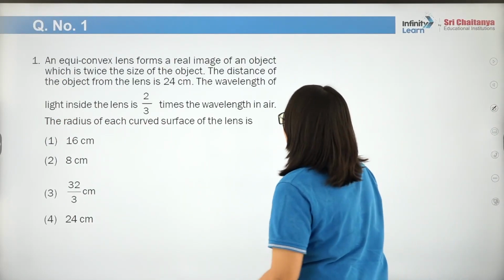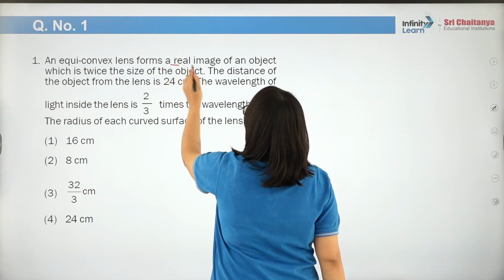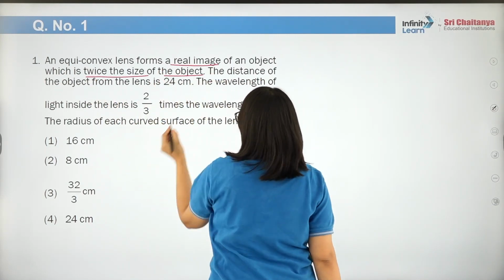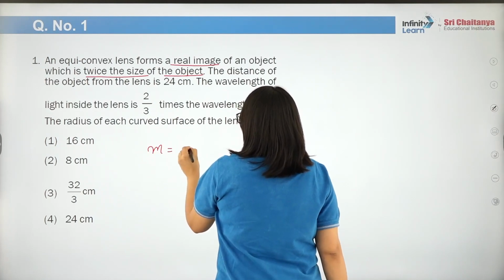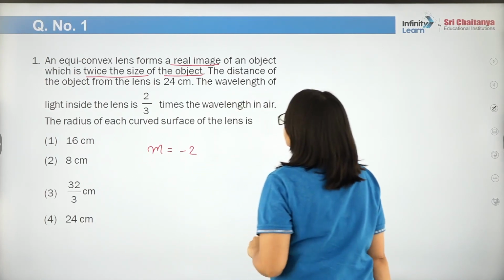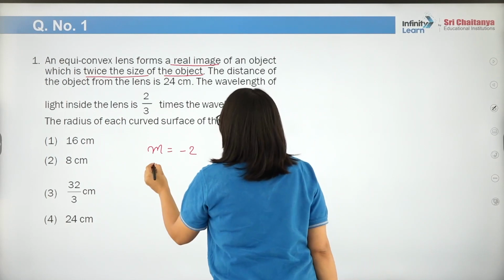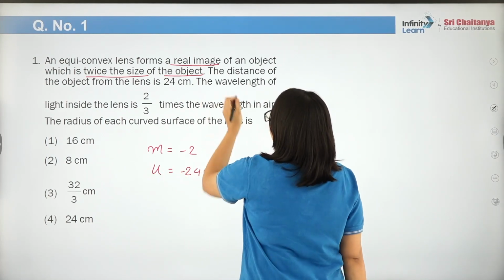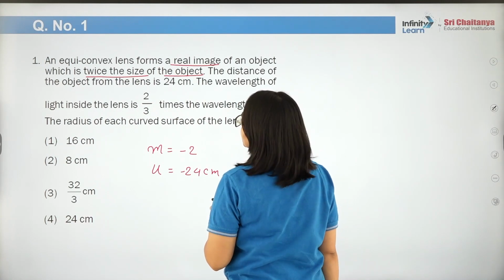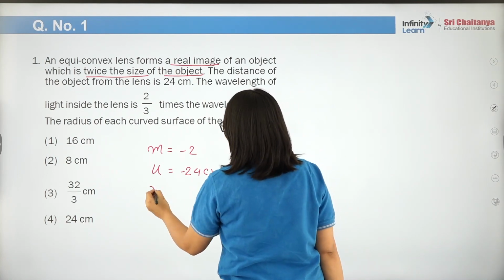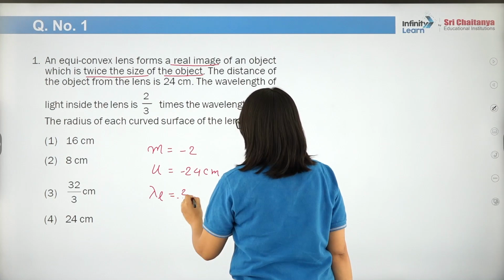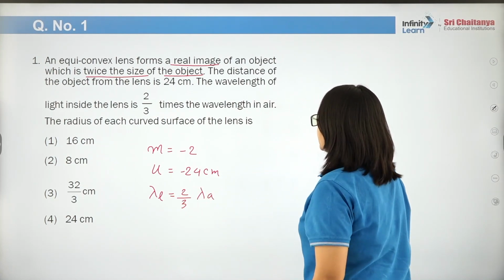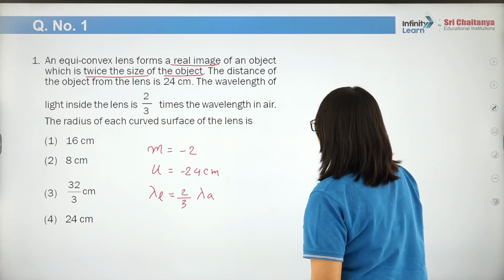An equiconvex lens forms a real image of an object which is twice the size of the object. The magnification is -2. The distance of the object from the lens is -24 centimeter. The wavelength of the light inside the lens is 2 by 3 times the wavelength in air. The radius of each curved surface of the lens is.